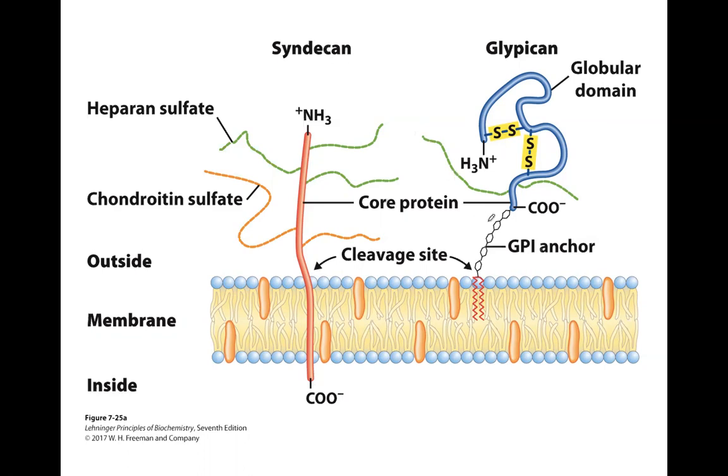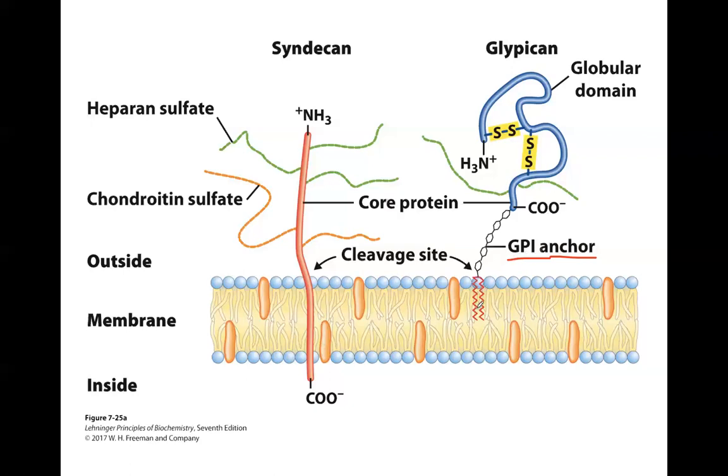Now in this case, we have a glypican, which is a protein that does not cross the cell membrane, but is attached to the cell membrane through something called a GPI anchor, a glycosyl phosphatidyl inositol anchor. There's a lot of research into GPI anchors. We'll talk more about GPI anchors when we talk about lipids, but they have this general structure.